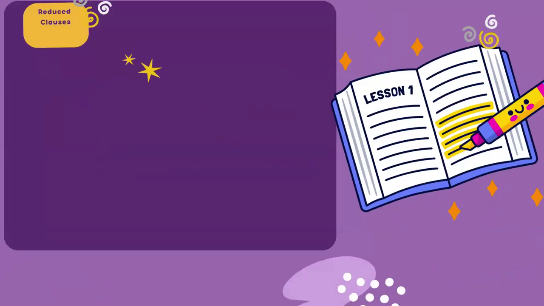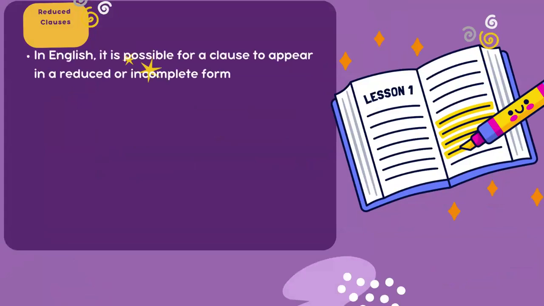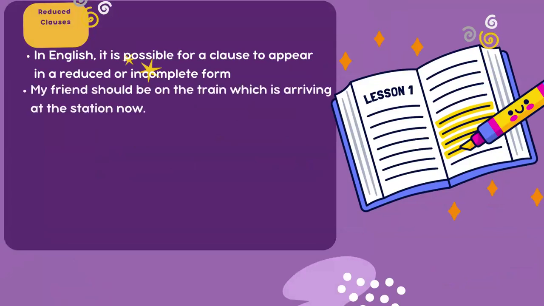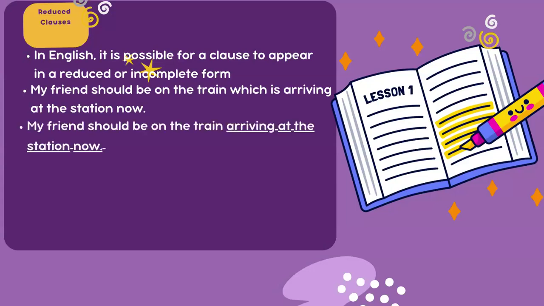The first strategy that I would like to talk to you about today refers to reduced clauses. Sometimes in English, it is possible for a clause to appear in a reduced or incomplete form. For example, we can have this sentence: My friend should be on the train, which is arriving at the train station now. We can see that we have a complete form in this sentence. Now, this sentence has two clauses.